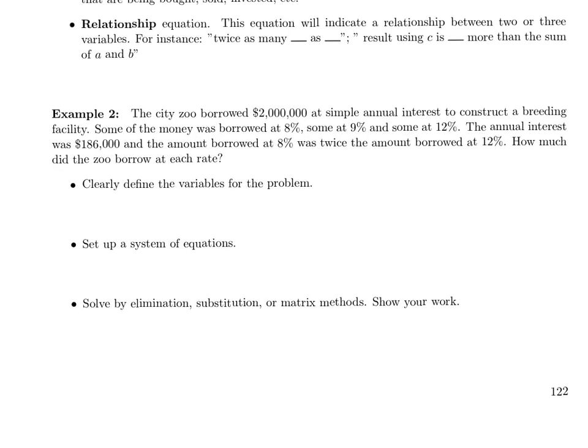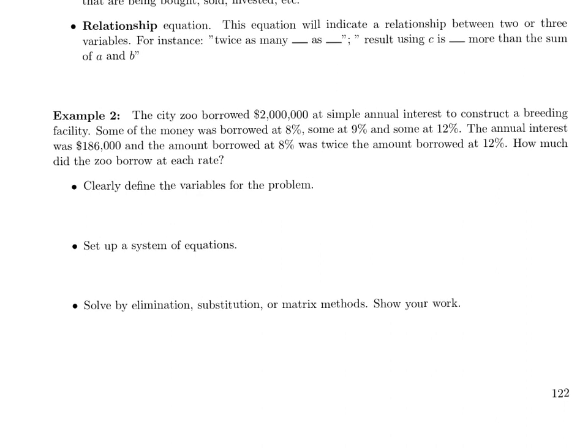So we read this and it says the city zoo borrowed $2 million at simple annual interest to construct a breeding facility. Some of the money was borrowed at 8%, some at 9%, and some at 12%. So what you see right there, your three different variables are going to be the three different values that you're investing at 8, 9, and 12%. So let's just say that X equals the amount borrowed at 8%.